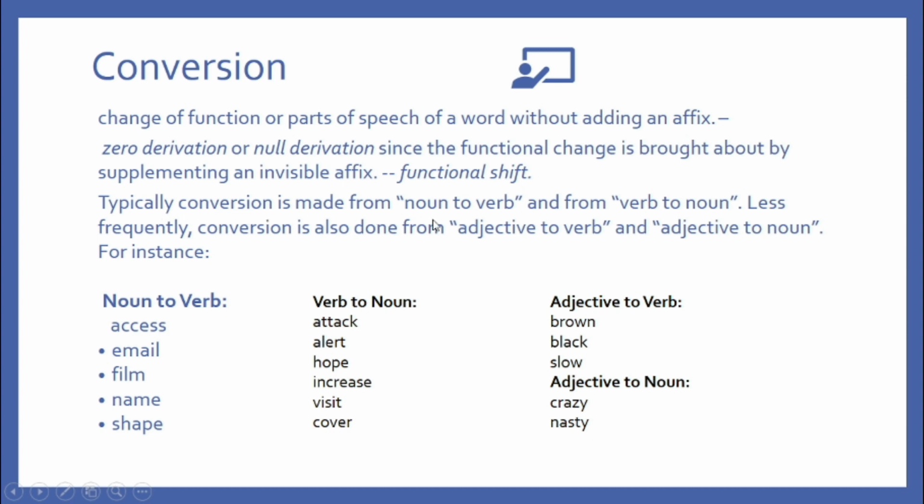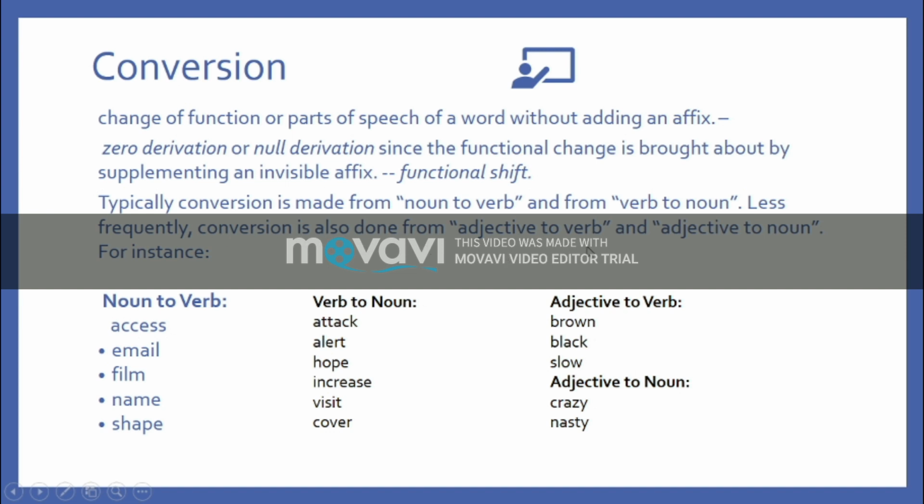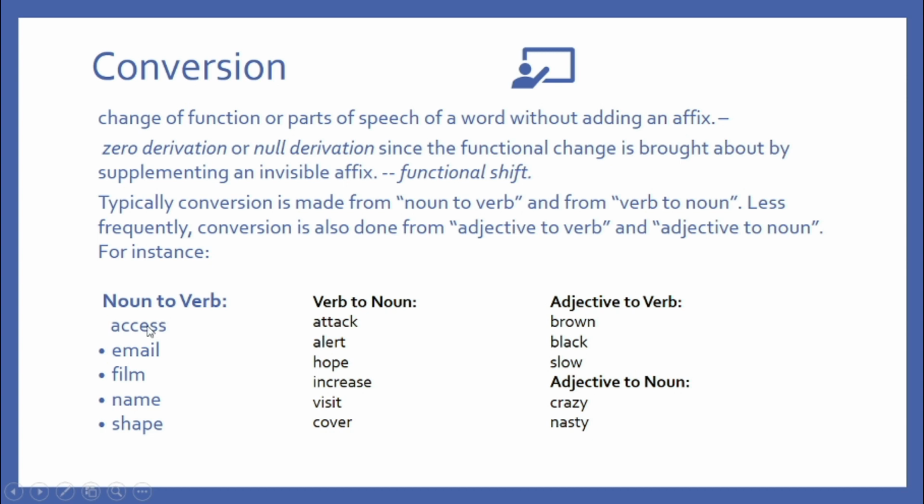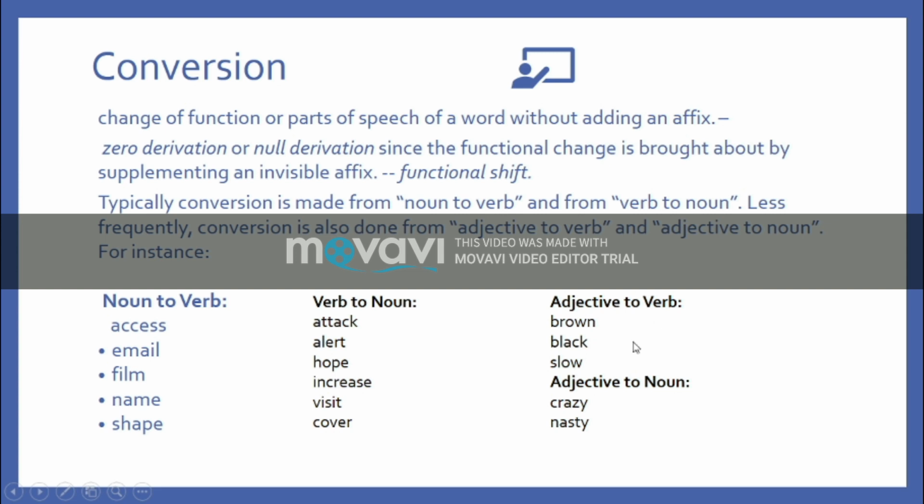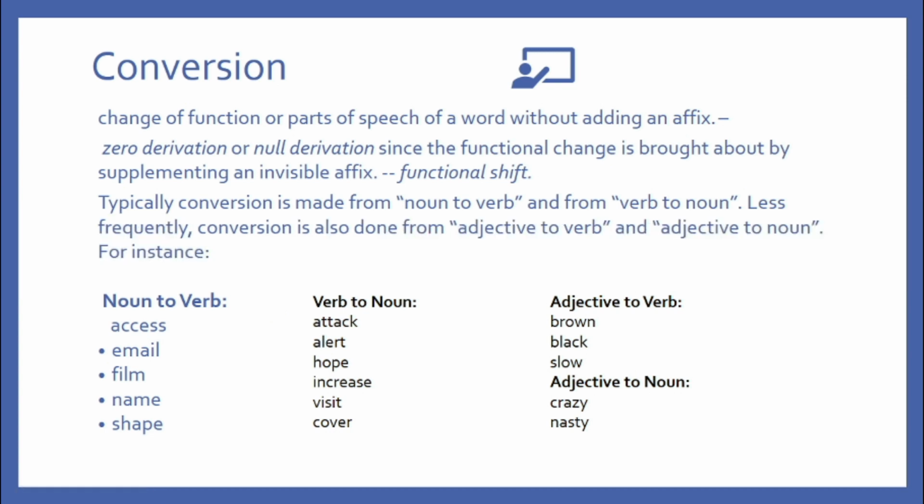Typically, conversion is made from noun to verb or from verb to noun. Less frequently, conversion is also done from adjective to verb and adjective to noun. For instance, you have some words as nouns, primarily nouns, but you can use them as verbs. Some verbs, primarily verbs, but they can be used as nouns. There are some adjectives which can be used as verbs or nouns. So these forms do not have any change, they do not have any affix, but still we have a different form with different meaning, we have new words.